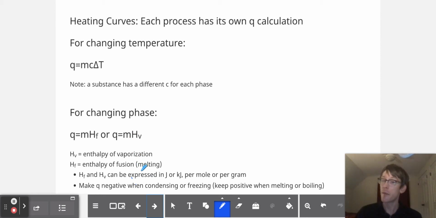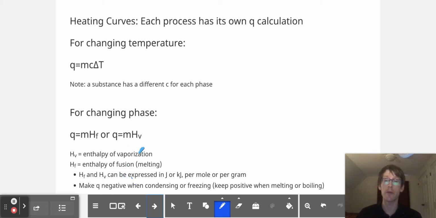Now, I'll note that these heats of fusion and vaporization may be expressed in joules per gram. They might be expressed in kilojoules per gram. They also might be in joules or kilojoules per mole. So you have to be very careful to make sure that you're using the appropriate heat of fusion or vaporization to match whatever the problem is asking you or giving you.